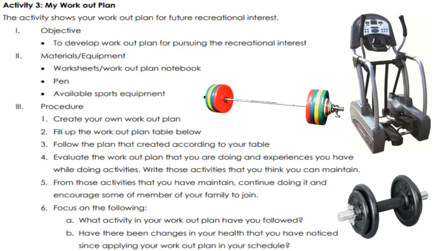Activity 3: My Workout Plan. The activity shows your workout plan for future recreational interest. Objective: to develop a workout plan for pursuing the recreational interest. Materials and equipment: worksheets, workout plan notebook, pen, available sports equipment.